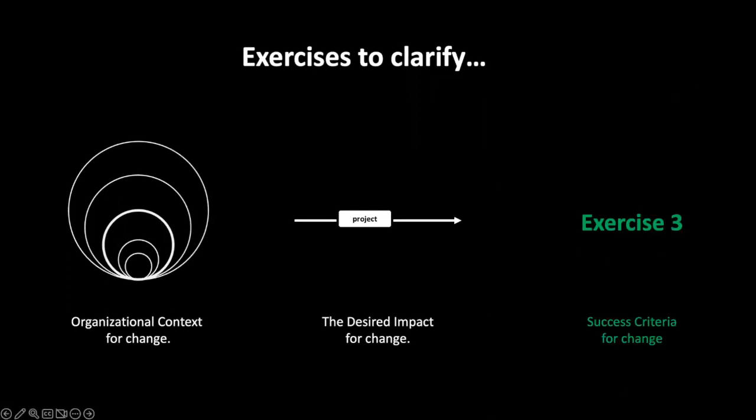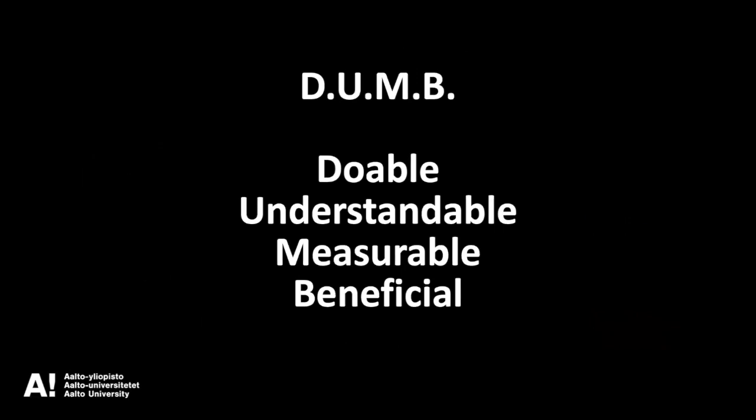And then this week's exercise number 3 actually continues our roadmap of exercises, because this week's exercise is going to be all about success criteria. First, context for the change, desired impact, and then success criteria. Here we go. We're going to use this DUM framework. Again, a very simple one, nothing magic, nothing too complex.